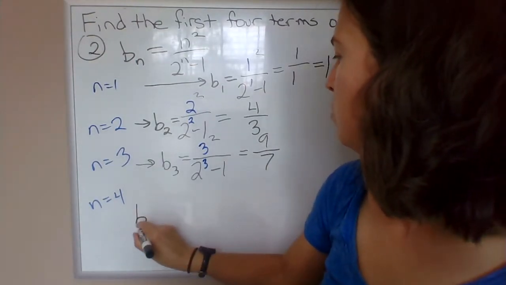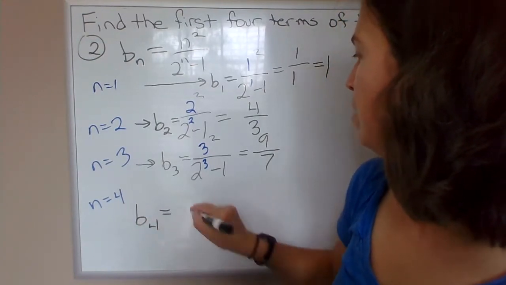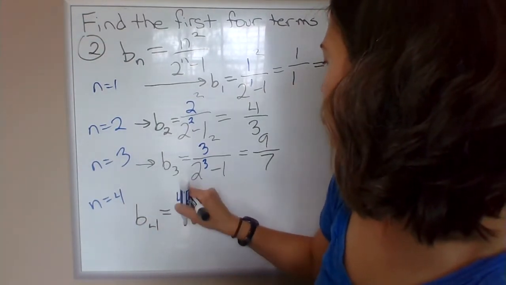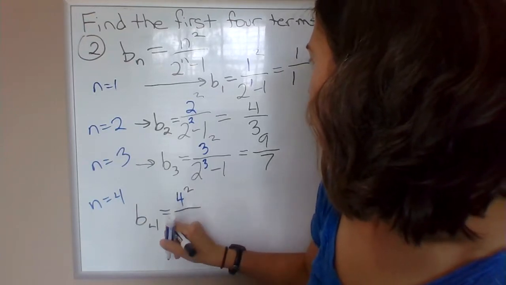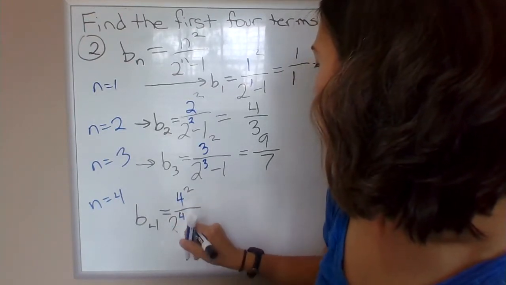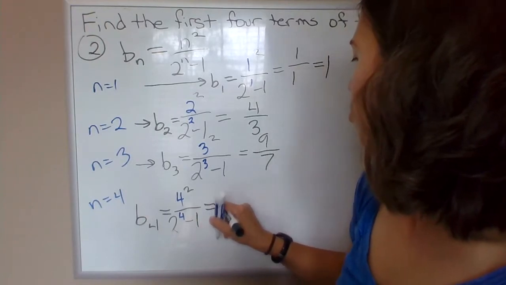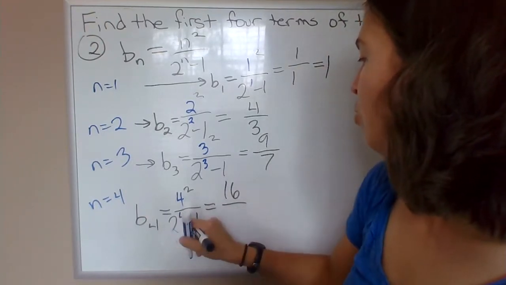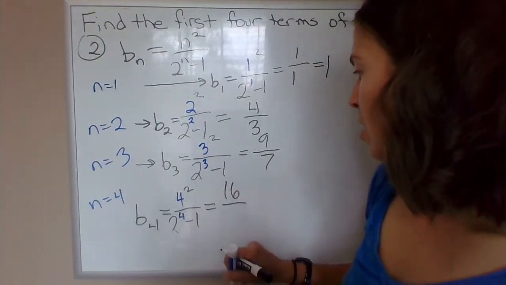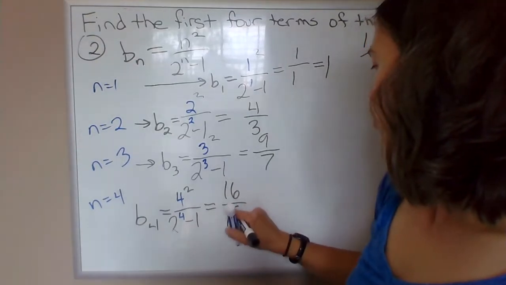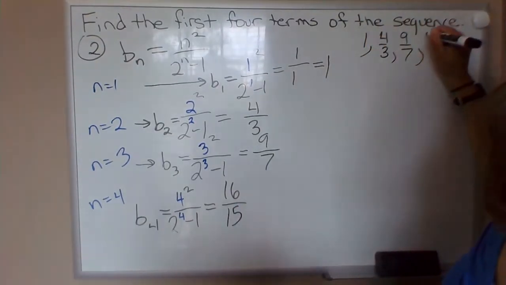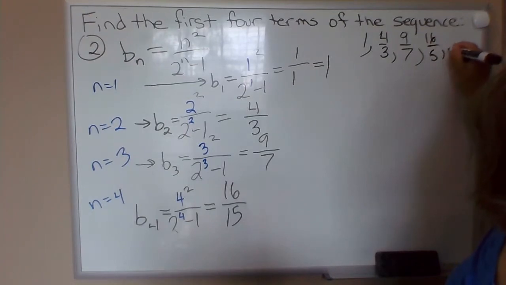Last one, b4, will be 4 squared over 2 to the fourth minus 1. So 4 squared is 16, 2 to the fourth is also 16, minus 1, so 15. So 16 over 15. Okay. And it'll continue from there.